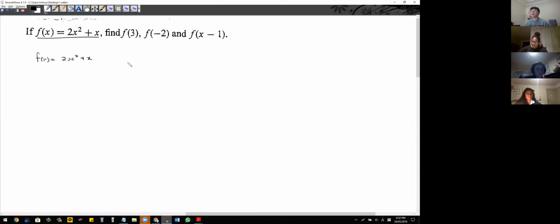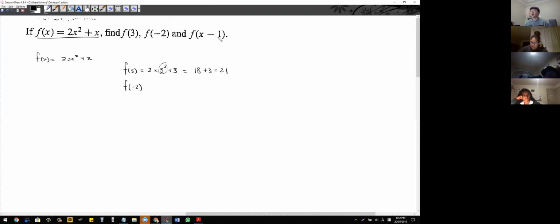Now if you have f of 3, all you have to do is just plug in 3 there, okay? So I get 2 times 3 squared plus 3, okay? So that's 3 squared equals 9, 9 times 2 is 18, plus 3, so that's equal to 21.